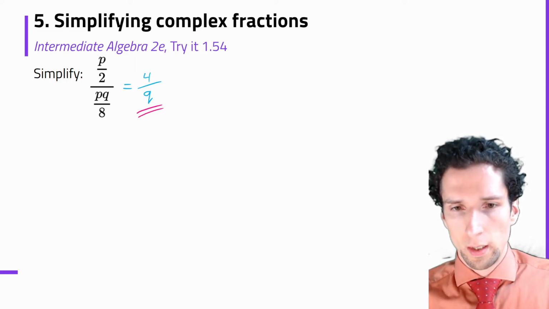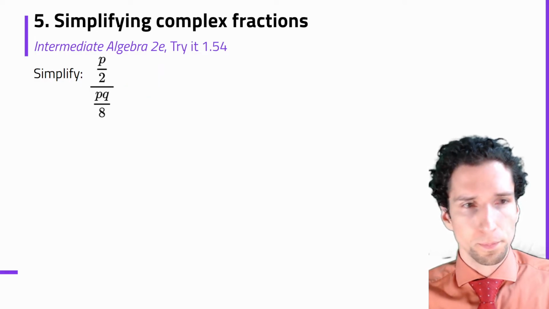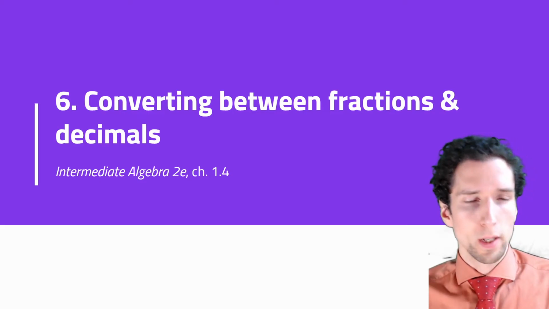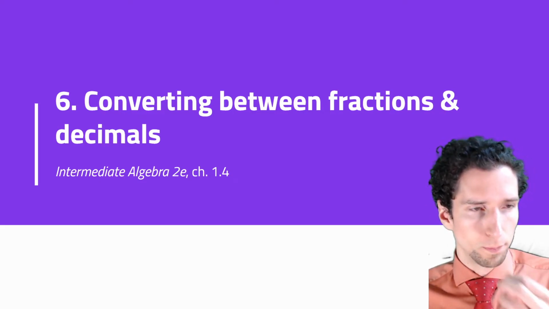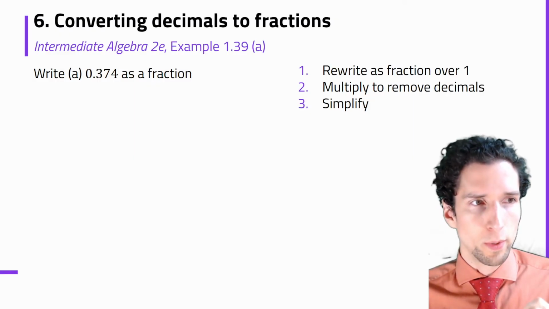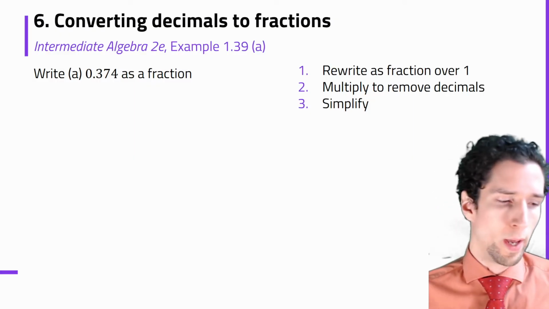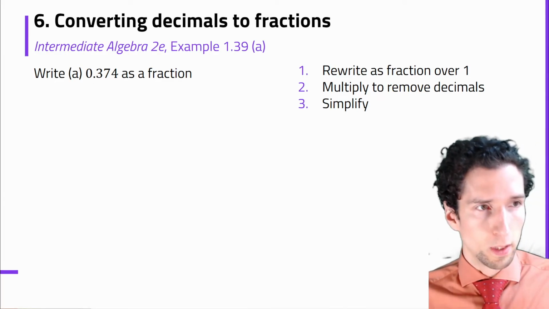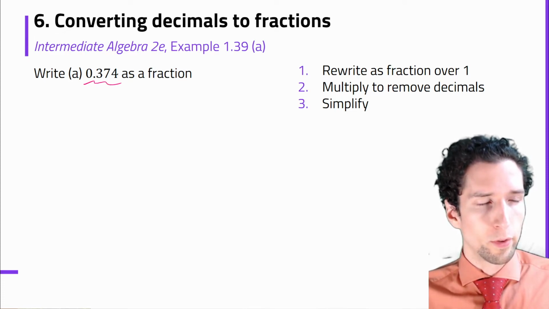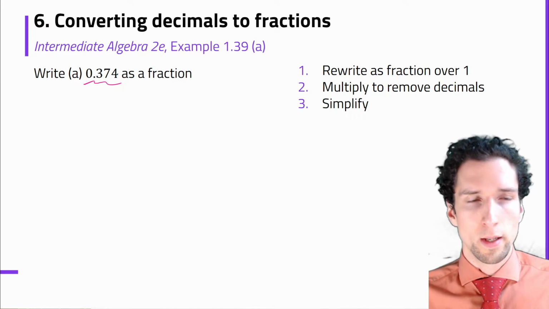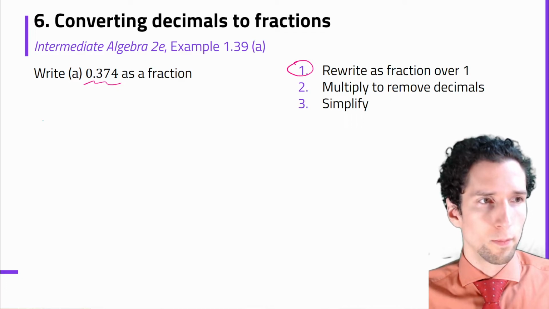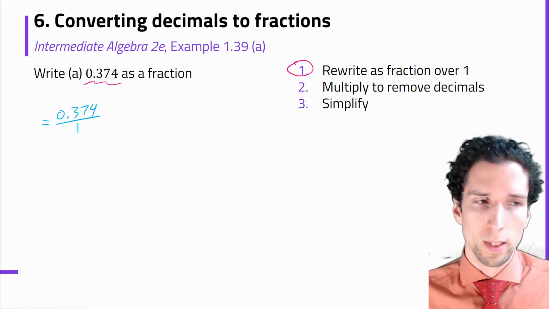All right, last one here. Converting between fractions and decimals. So we'll do the first half now, from a decimal to a fraction. Let's say we have something like 0.374, and we want to write it as a fraction. Step one, just write it as a fraction over 1. That's very easy, 0.374 over 1. Doesn't change anything.